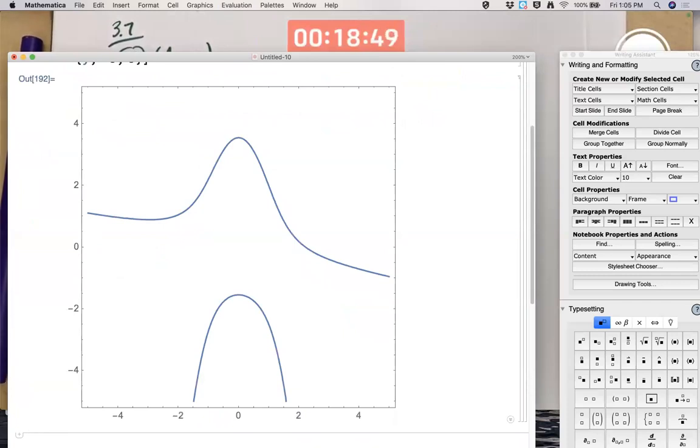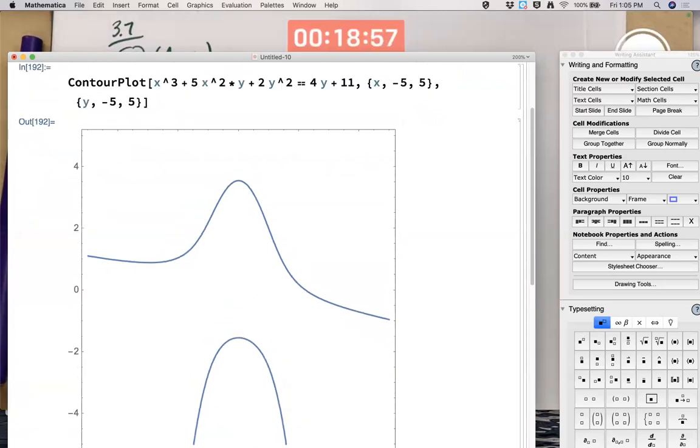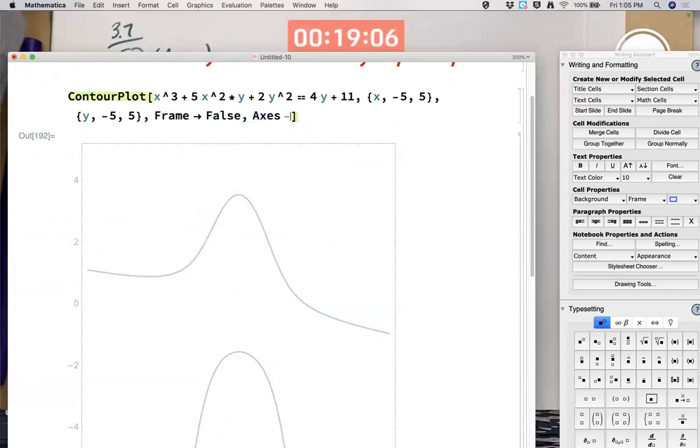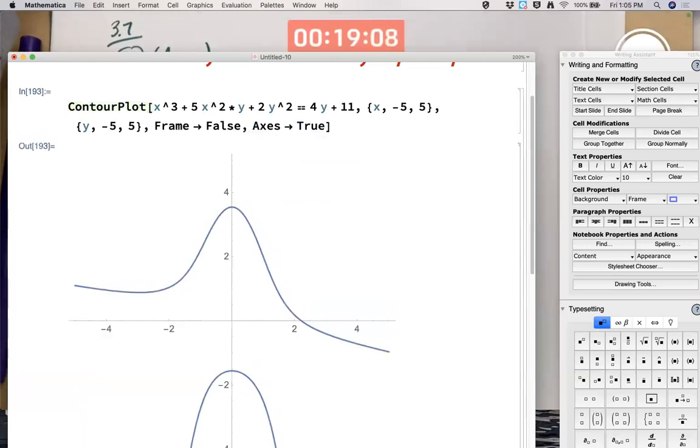Because if you thought of these graphs together, it would fail the vertical line test. There are vertical lines that go through them more than once. Let's put the axes in there, and I think I want to get rid of the frame too. Frame, arrow, false, axes, arrow, true. There we go.